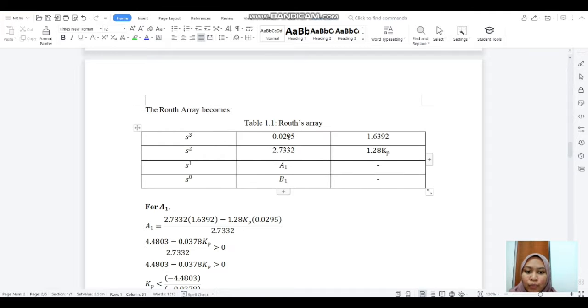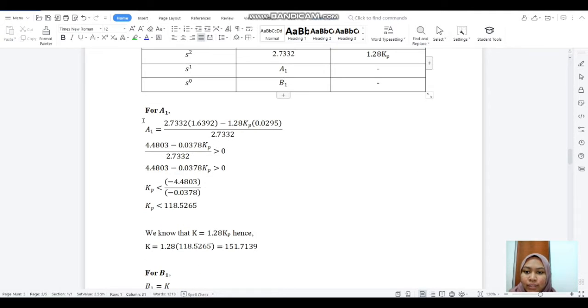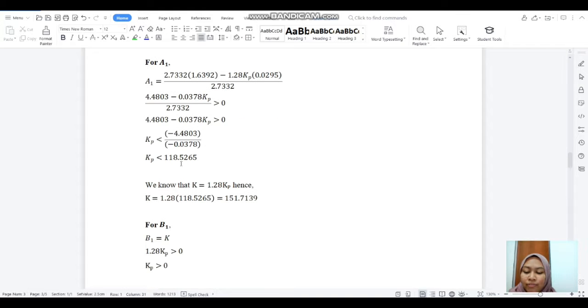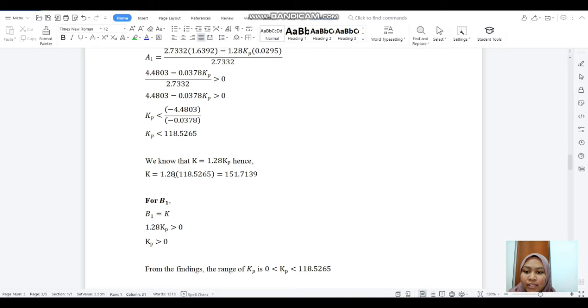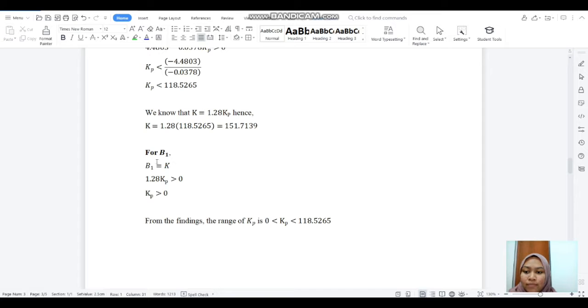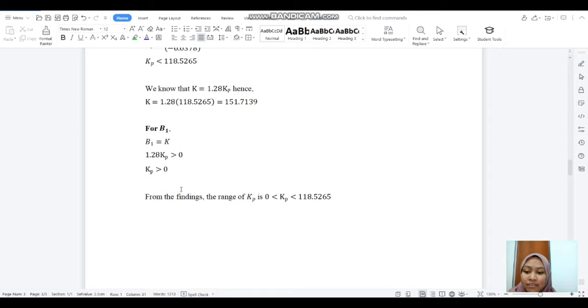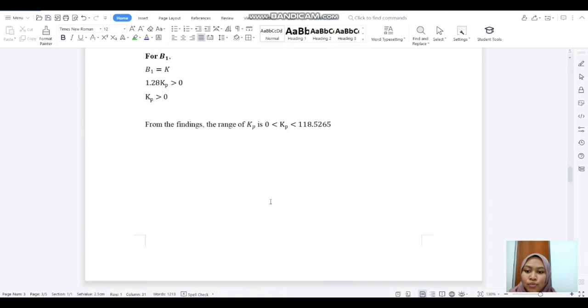In this table 1.1, after we calculate for the coefficient A1, we get Kp is 118.5265, and then K is 1.28 times 118.5265, we get 151.7139. And then for B1 is equal to K, so after that we get Kp is 0. So from the findings, the range of Kp is between 0 and 118.5265.